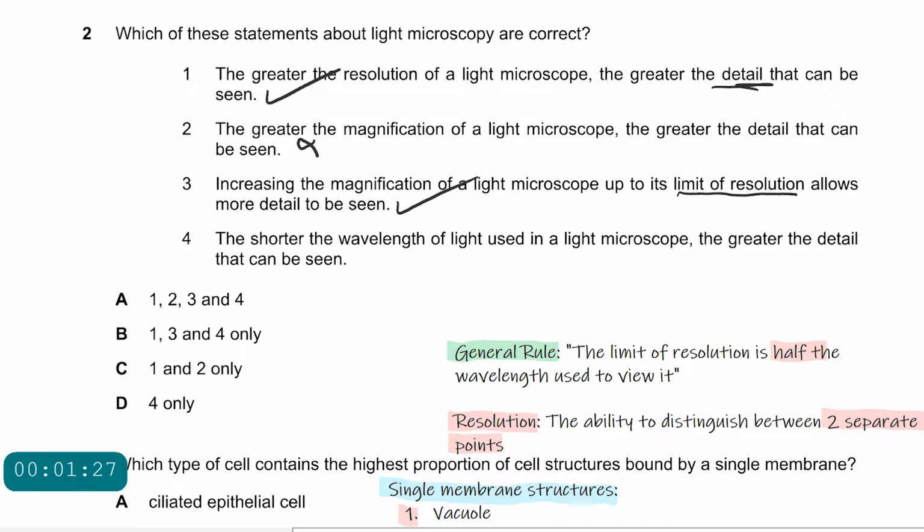Number 4, the shorter the wavelength of the light used in a light microscope, the greater the detail that can be seen. This is correct, because coming back to our general rule, the limit of resolution is half the wavelength used to view it. So the shorter the wavelength, the higher the resolution. Therefore, the answer is B.